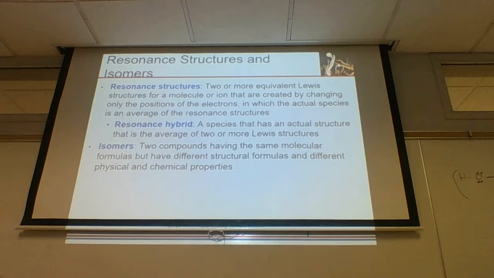Some species will have more than 2 resonance structures. Some will have like 3. Some will have even more, 4. And it just depends on how many choices you have for forming the double bond.